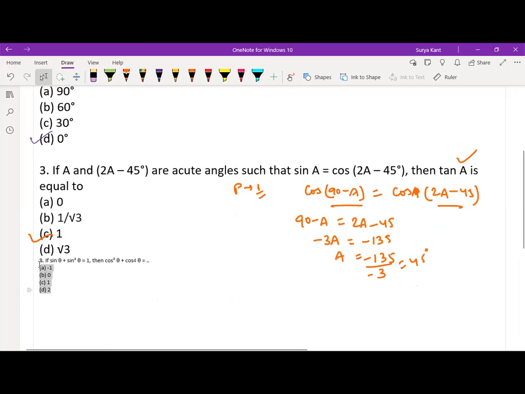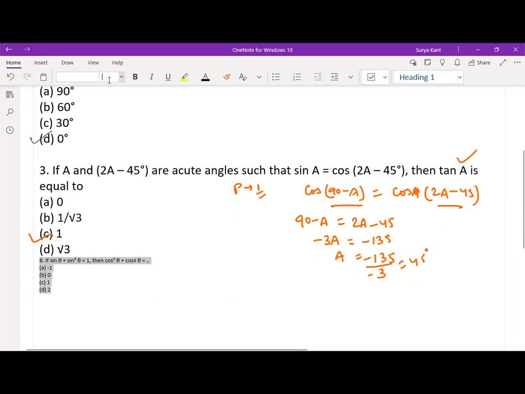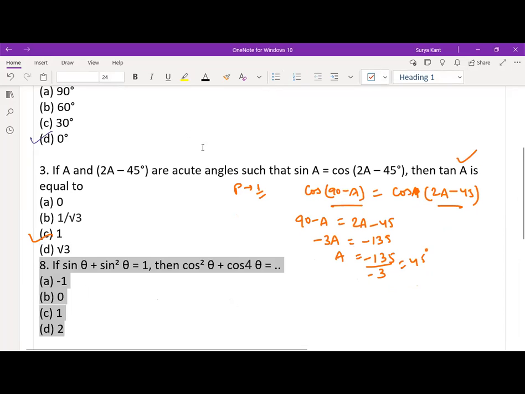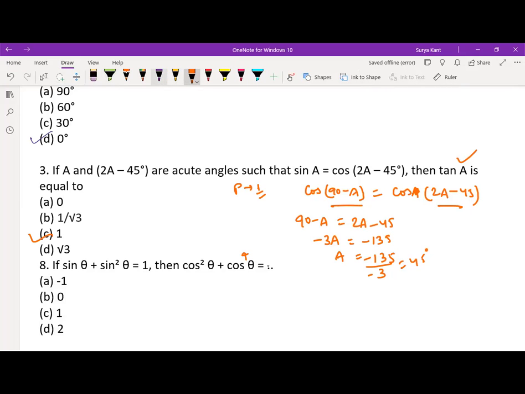This is question number 4 actually here. If sin theta plus sin square theta is equal to 1, then what is cos square theta plus cos to the power 4 theta? What is the answer for this? 1, sir. 1 only.